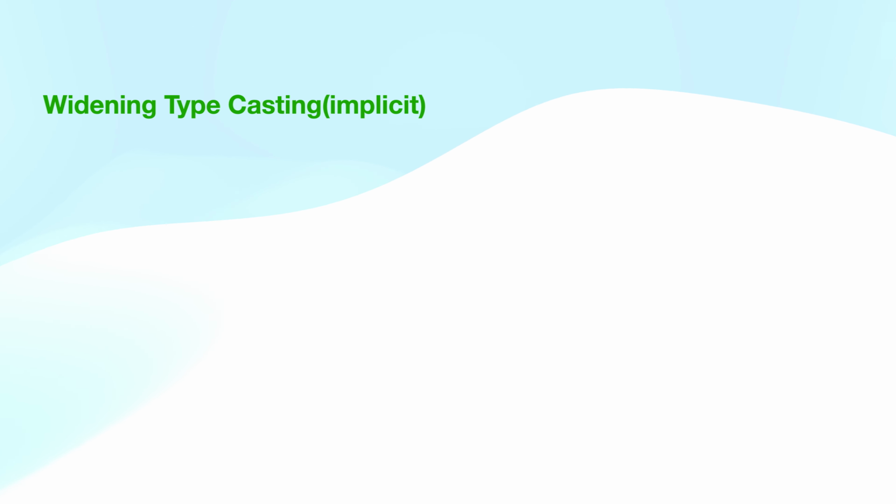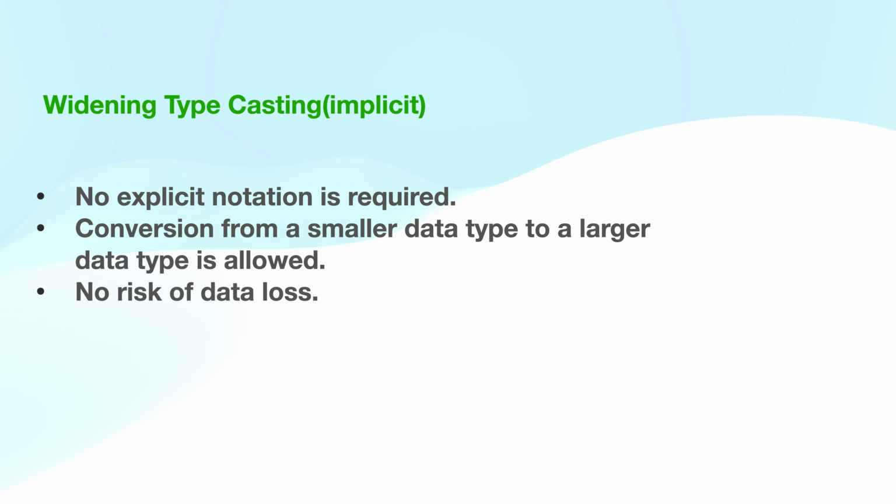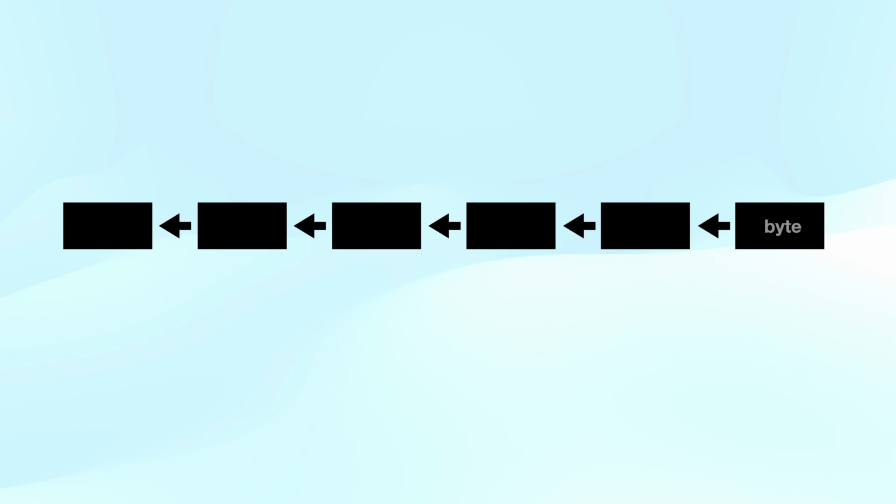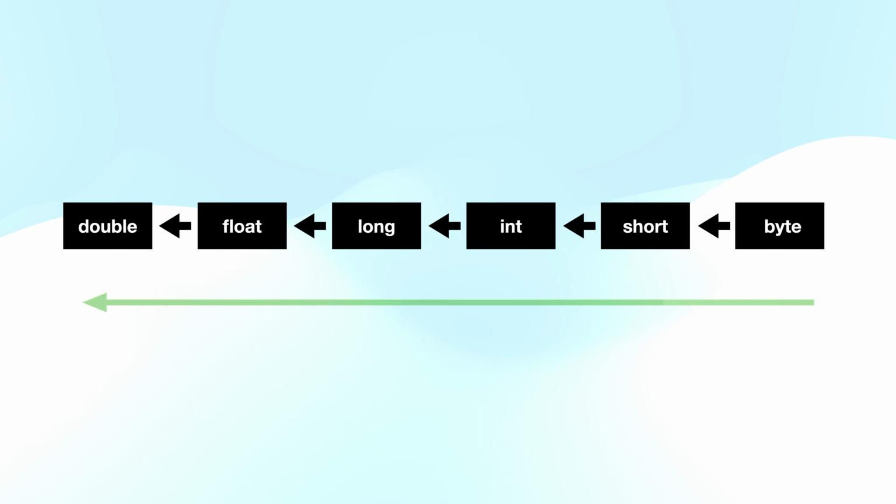Now we're going to understand the scenario about widening typecasting, which is implicit. No explicit notation is required. Conversion from a smaller data type to a larger data type is allowed. There is no risk of data loss. So let's see the hierarchy here. You have byte to short, short to int, int to long, long to float, float to double. That's how it goes, and there is no chance of losing any data.